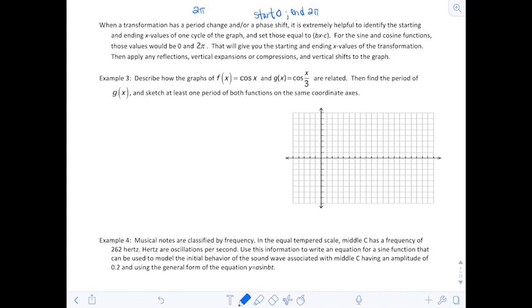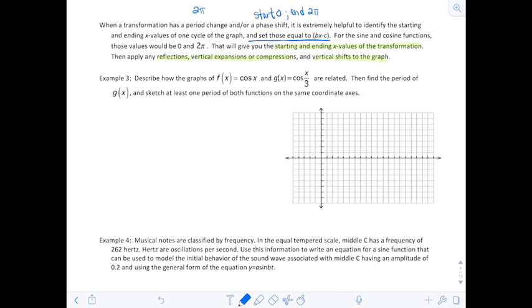It's helpful to identify, like we just said, the starting and ending values, which we just did. And now, to see what our phase shift is going to be, we're going to set the 0 and the 2 pi equal to our new bx minus c, because that's what's affecting our start and our finish. So for the sine and cosine functions, we start at 0 and 2 pi, but this will now give us a new start and finish for our x values in the transformation. After we figure that out, we're going to apply reflections, any vertical expansions or compressions, and vertical shifts. Okay, so let's see how this is going to be related.